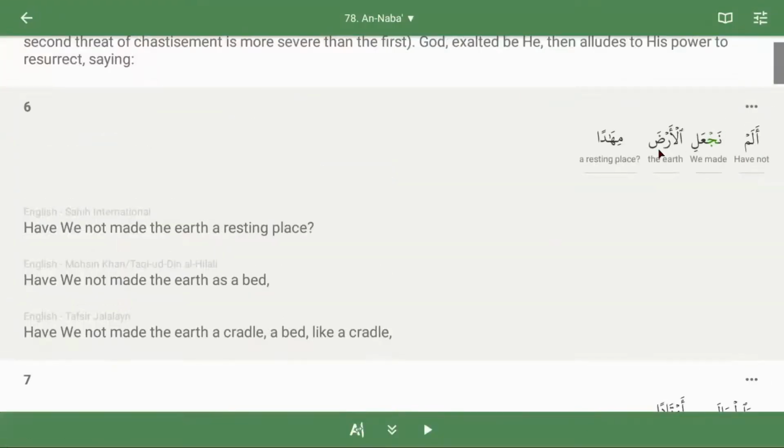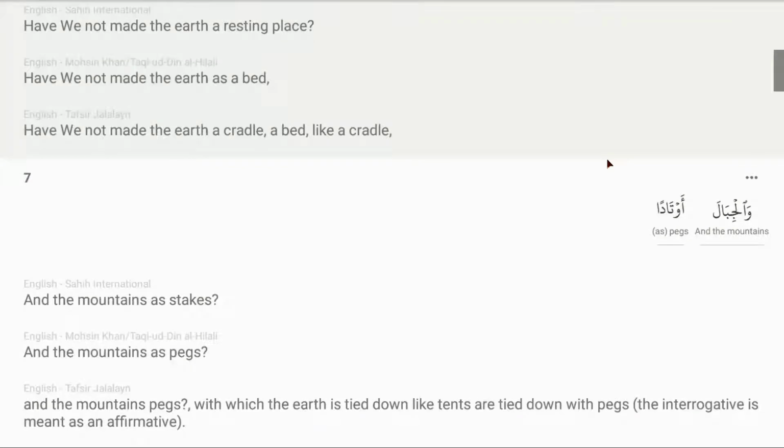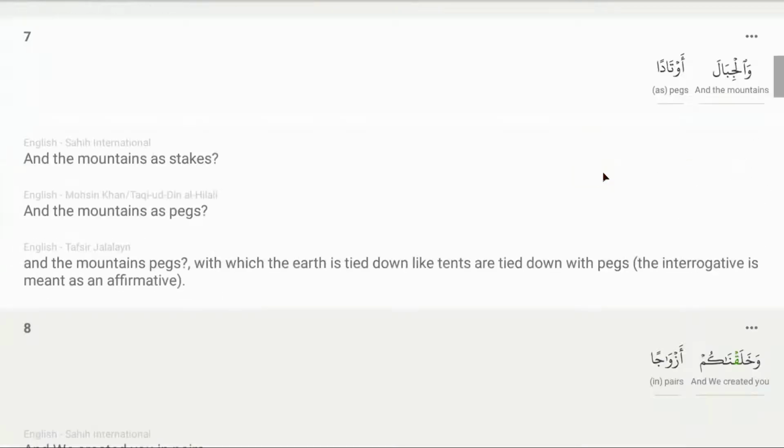So here, have we not created the bed? This interrogation is meant to be rhetorical. There's no answer to it. Have we not made it? Yes, You have made it. Allah subhanahu wa ta'ala, yes, I have made it. That's what He wants to say.